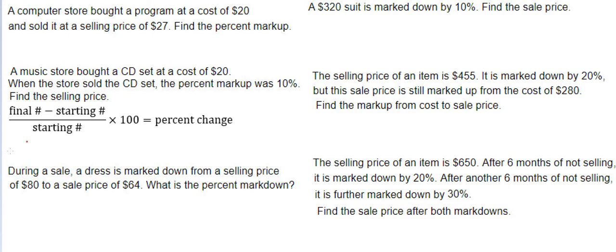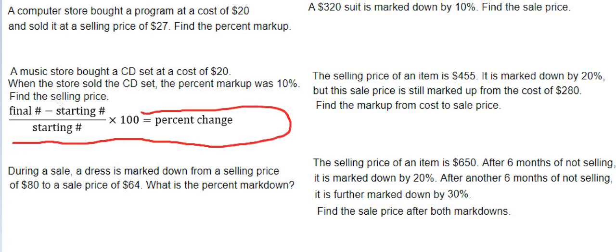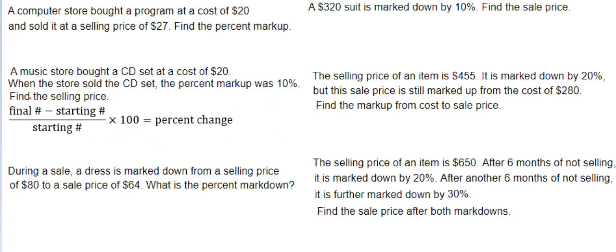So for all these problems, there are different ways to approach it, but right now I'm going to start out by using the percent of change formula. For the top left one, a computer store bought a program at $20 and sold it at a selling price of $27. We want to find the percent of markup. That's the same thing as finding the percent of change. So the final number would be $27 and the starting number would be 20. So I'm going to fill that information in.